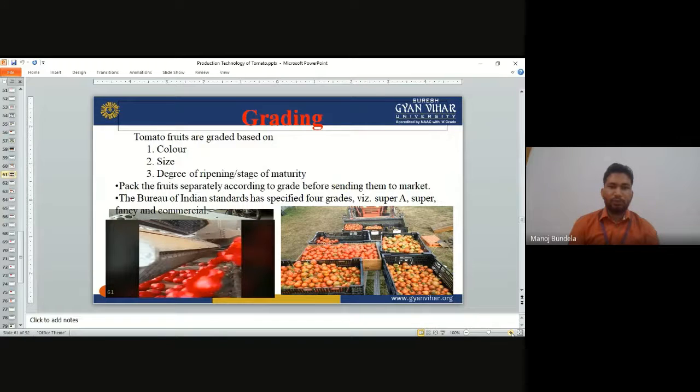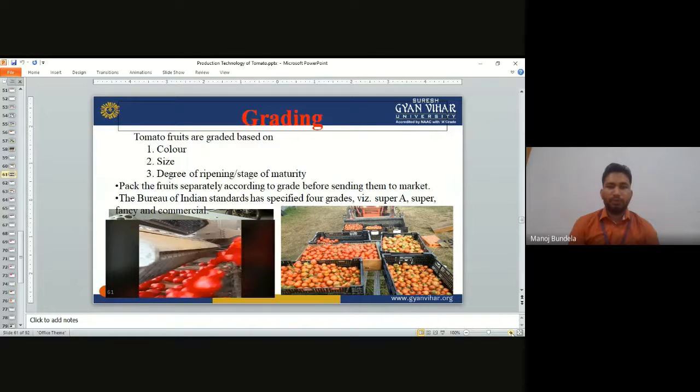Based on size: small size tomato, medium size tomato and big size tomato. Degree of ripening, or stage of maturity, means how much time it will take for maturity. A complete red tomato will ripen early. Pack the fruits separately according to the grade before sending them to the market.